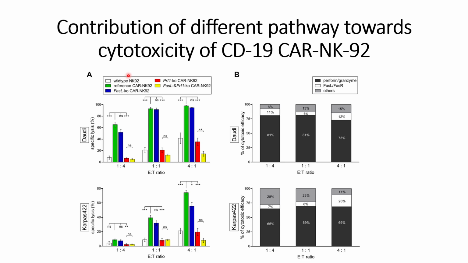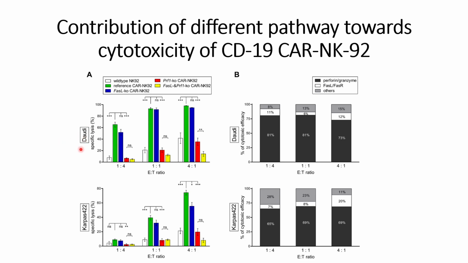The knockouts that they have prepared are the Perforin knockout, the FasL knockout, which is a death cell receptor, and the lytic granule, and one knockout that has both the FasL ligand and perforin not present. They did the co-culture studies with Daudi cells and Karpas422 cells. Let us first discuss the results for the Daudi cells.